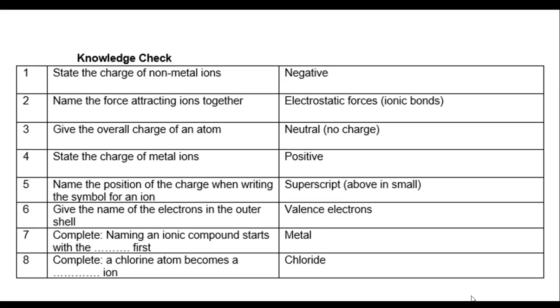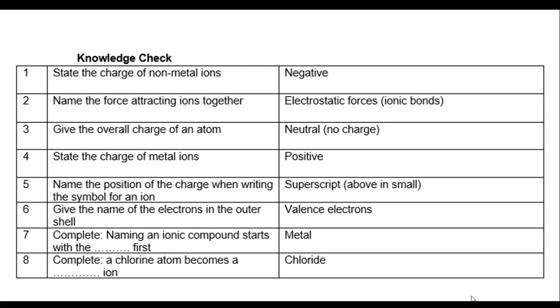The overall charge of an atom is neutral. An atom has no overall charge because it has equal positive and negative charge. When atoms become ions, they gain a charge by either losing or gaining electrons. Metal ions are positive ions because metals lose electrons, meaning they lose negative charge, meaning that overall they become positive.